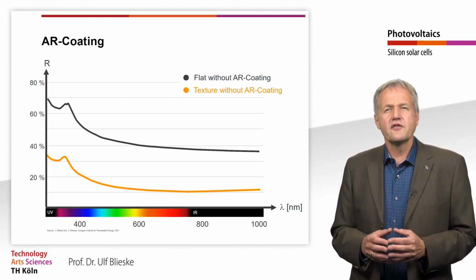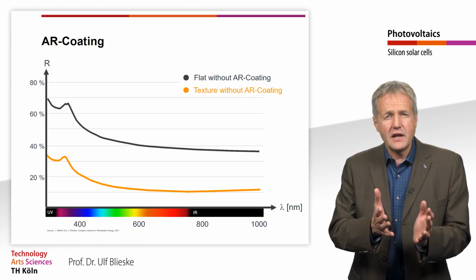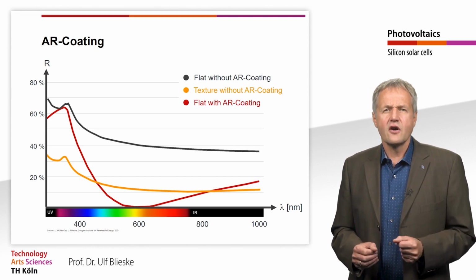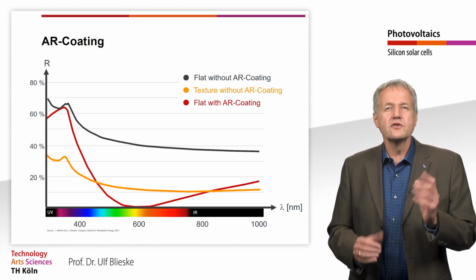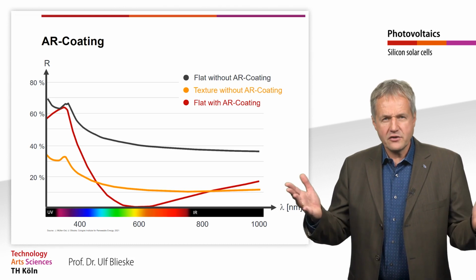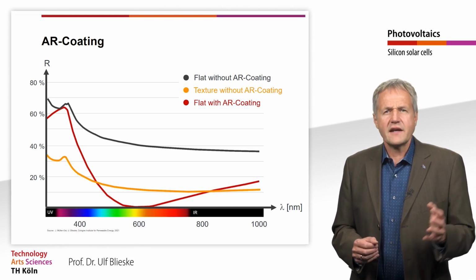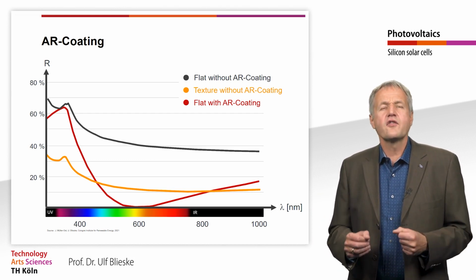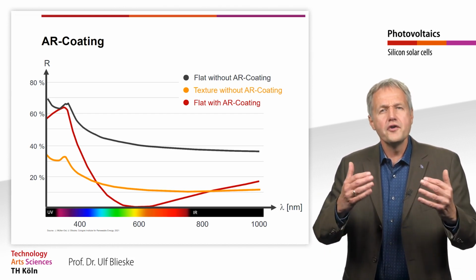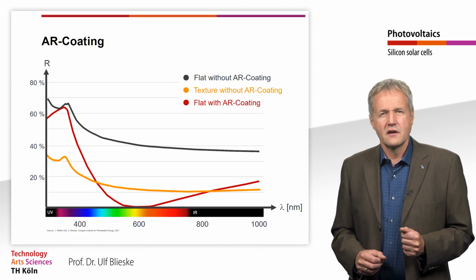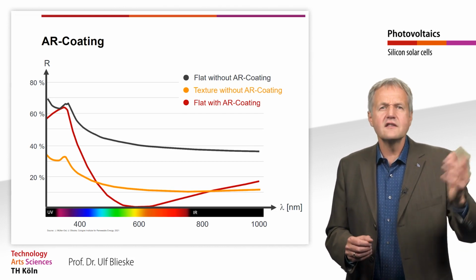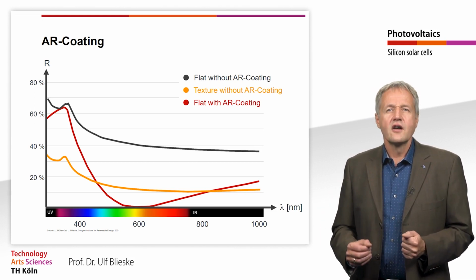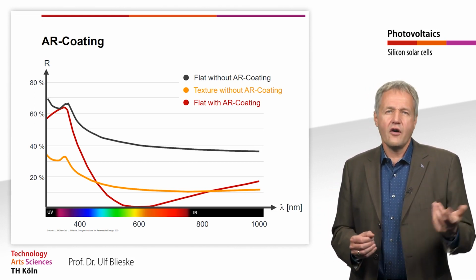With such a layer, the reflection at 600 nanometer is reduced to 0. The reflection is also significantly reduced in the remaining spectral range. The reflection curve shown represents an antireflective layer optimized for 600 nanometer on non-textured silicon. The reflection is strongest in the blue spectral range. This is also the reason for the classic blue color of solar cells.